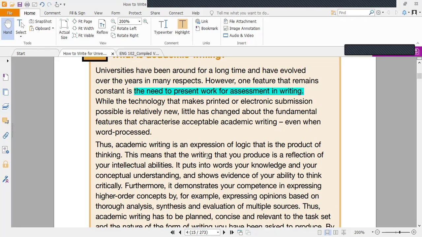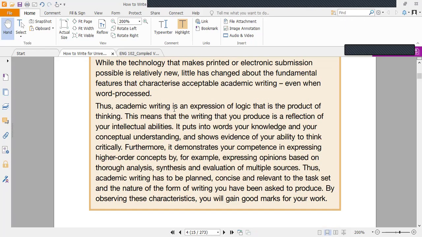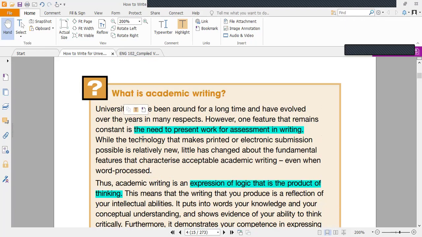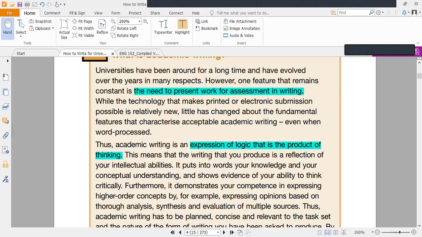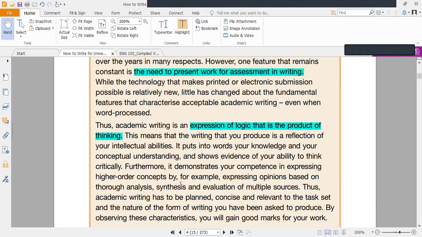Let's read further. Thus, academic writing is an expression of logic that is the product of thinking. So, first point about what is academic writing. As I highlight these points, as you're watching my video, you note down these points in a note copy, and these are the points you will need to write your exam essays. So what is academic writing? An expression of logic that is a product of thinking.